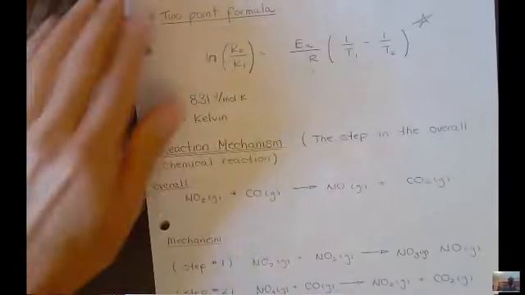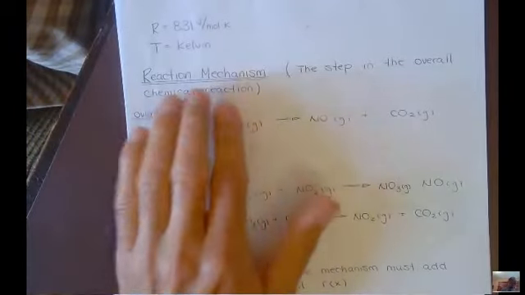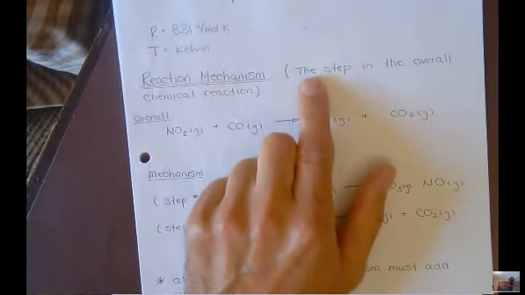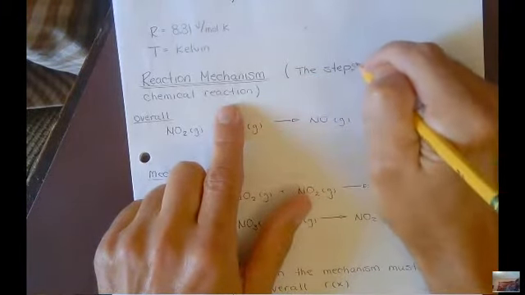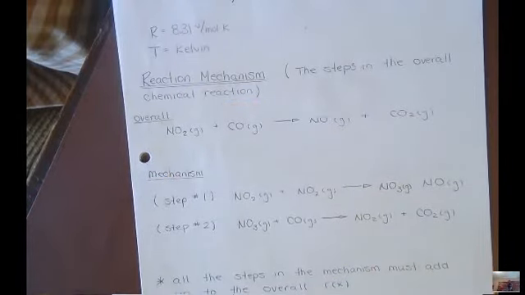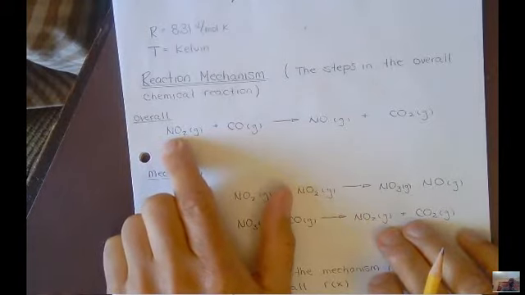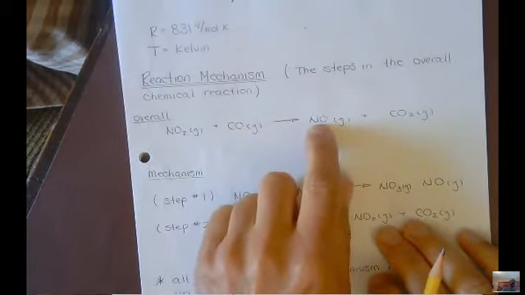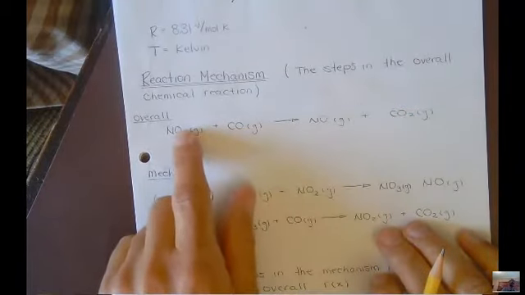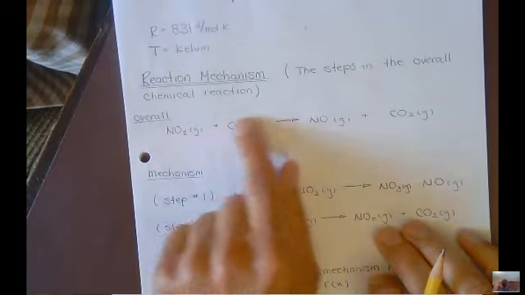All right, the next thing that we're going to discuss is reaction mechanisms. Okay, so what is the definition of the reaction mechanism? Well, the reaction mechanism is the steps in the overall chemical reaction. Okay, so let's put an S on that. It's the steps in the overall chemical reaction. All right, so here's an example. If you know that you put together nitrogen dioxide and carbon monoxide, they react to make nitrogen monoxide and carbon dioxide. So they're basically just exchanging oxygen. So one oxygen is being transferred from here to here. So this is the overall reaction.